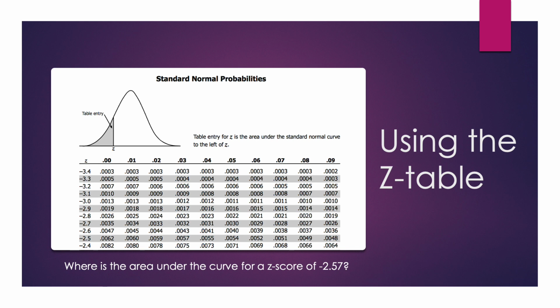And if we look at our z-table, in the z column, look down to where it says negative 2.5 and over to the column where it says 0.7. We'll find that our value is 0.0051. If we move the decimal over two places and convert this to a percent, this value indicates that about 0.5% of our scores are likely to fall below our z-score of negative 2.57.